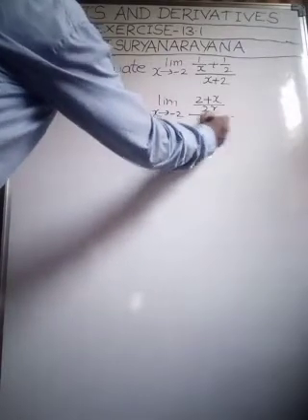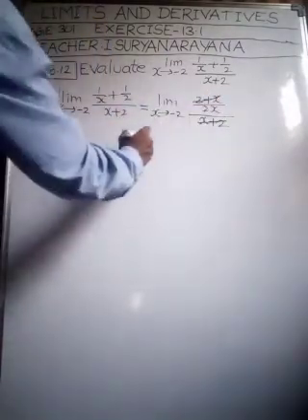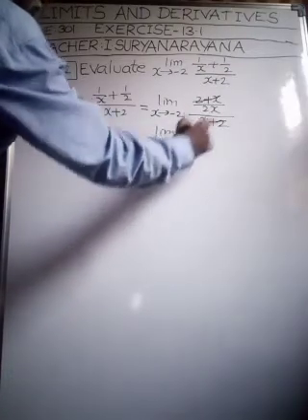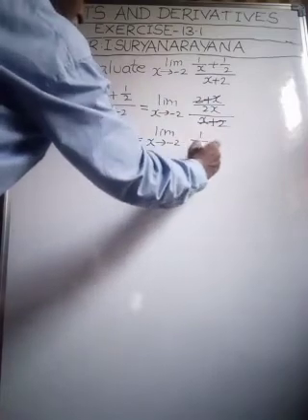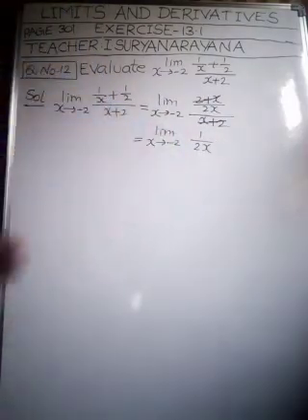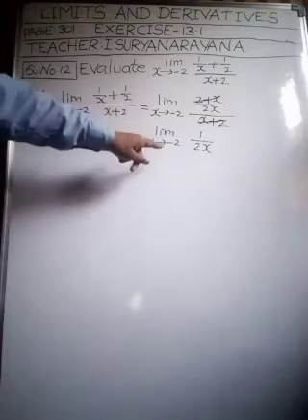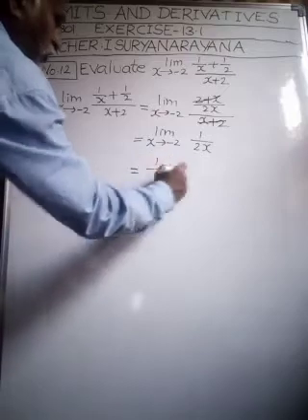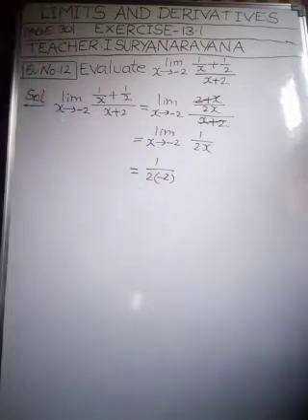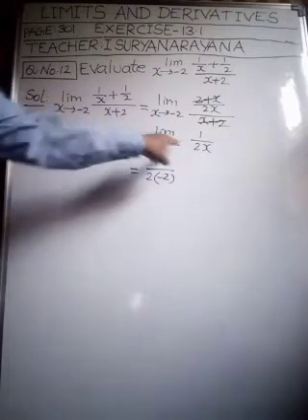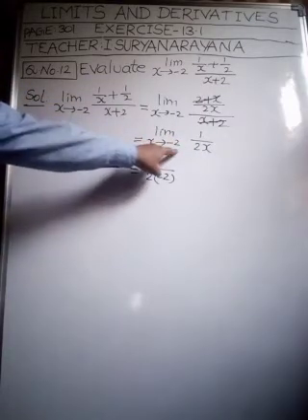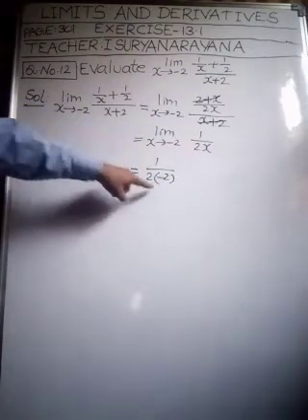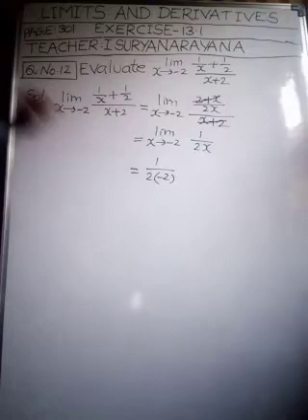Then here x plus 2 gets cancelled. Then as x tends to minus 2, limit, what is left here? 1 by 2x. After cancellation, we got this function. Now we follow the substitution method. That is equal to 1 by 2 into minus 2. We are substituting x equal to minus 2 because x is approaching minus 2. Then we get this step. Understood this step, my children?